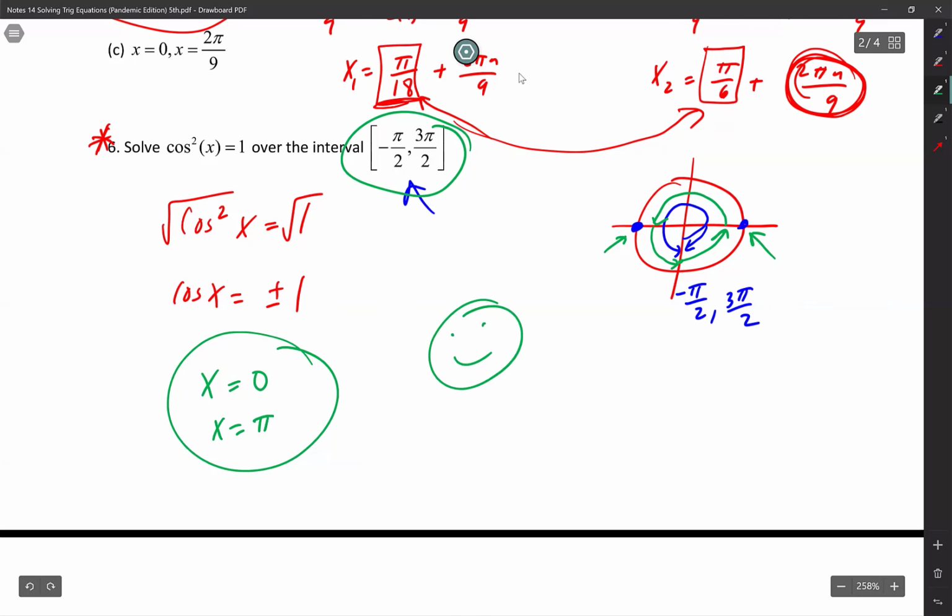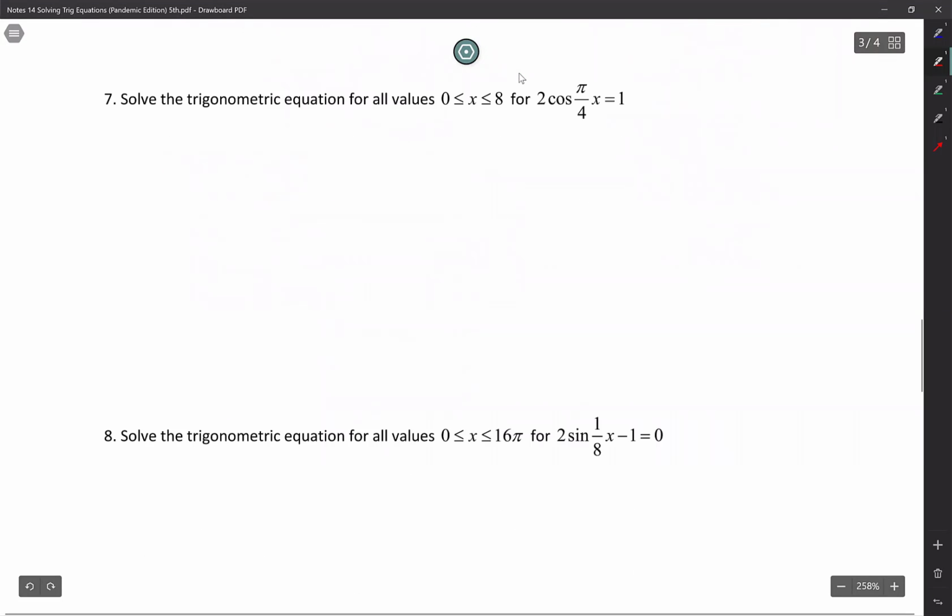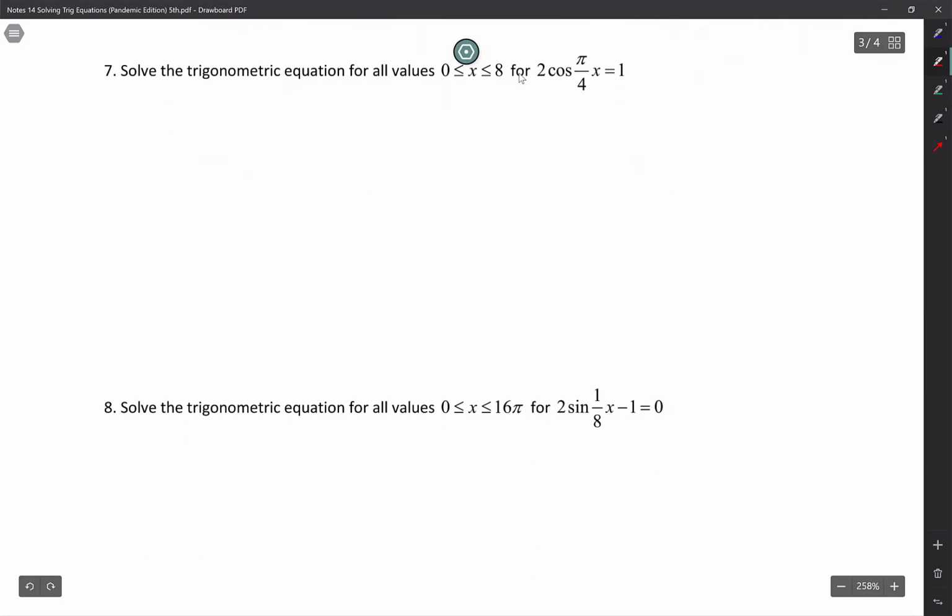All right, let's see what we got next. On question 7, it says, solve the trig equation for all values between 0 and 8 for 2 cosine of pi over 4 x equals 1. And relax, guys. It's not that extreme. You're just going to throw a little bit of math life on it, and there it is, magic, and you're done.